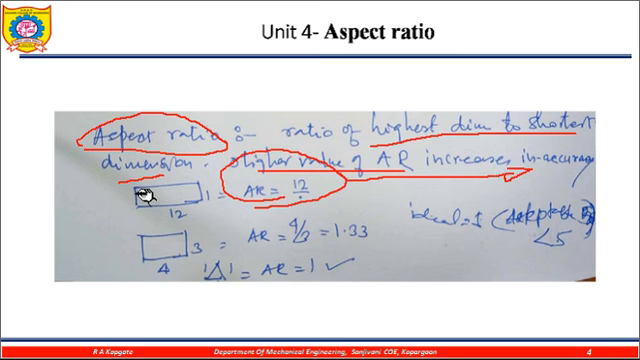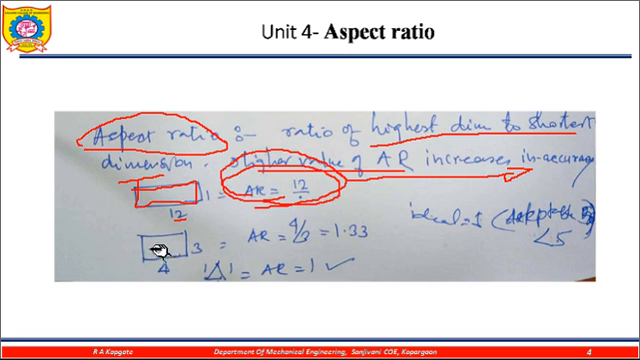So now see, this is the element we are selecting. The height is 1 and the length is 12. So aspect ratio is equal to 12 divided by 1, and my aspect ratio is 12.